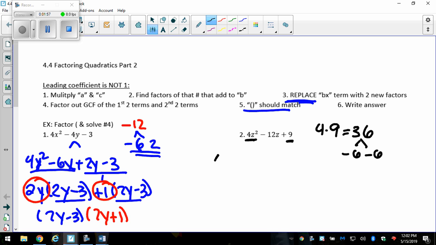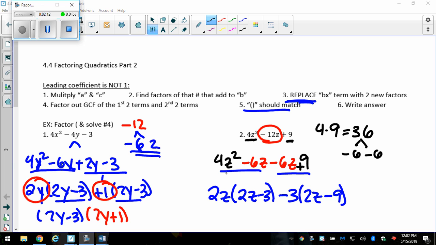Step 3, the replacing term. So here's my first term and the 9. So I'm replacing this term with a negative 6z and a negative 6z. And then we'll finish up by grouping here. So then what I said here is what goes into the 4 and the 6, and that was the 2. So I divided each term, the 4 by the 2 and the 6 by the 2.